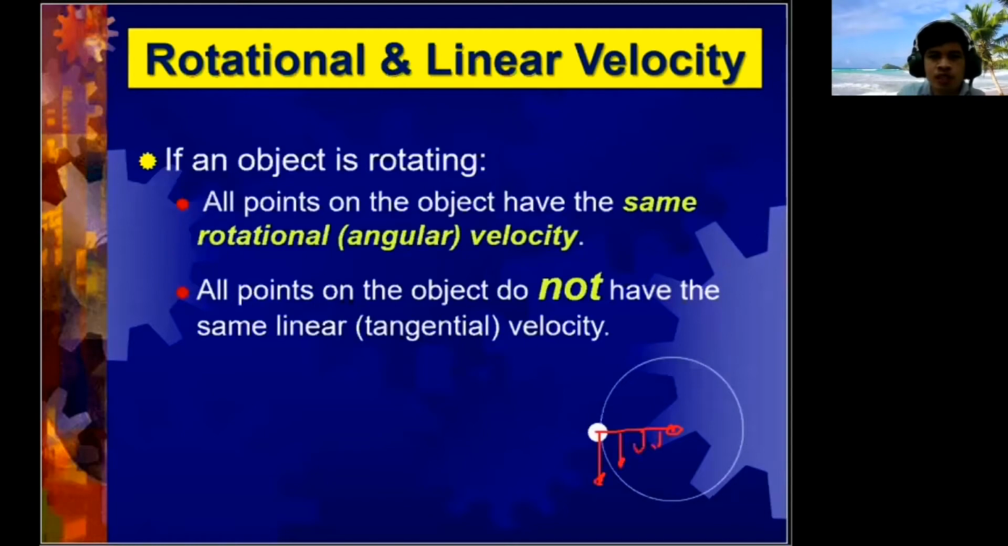But all points on the object do not have the same linear or tangential velocity. So it's different. The linear velocity is different at this point and at this point. Why, teacher? Because they have a different distance from the center. That's different. Okay, what else?